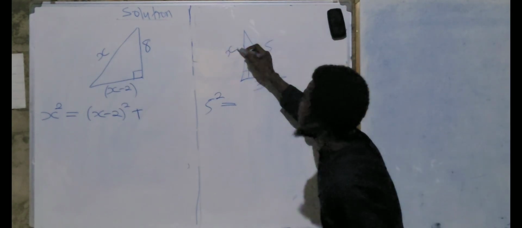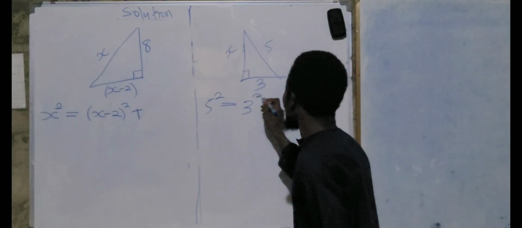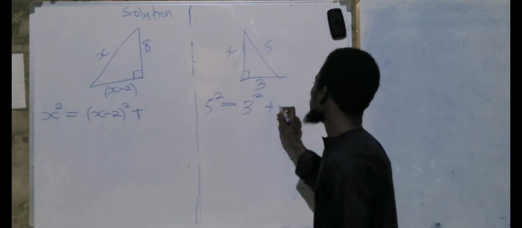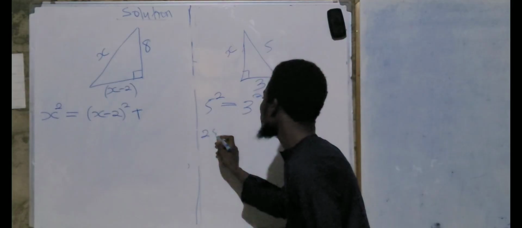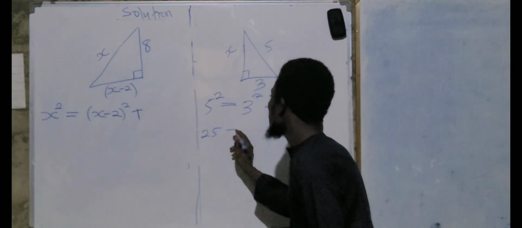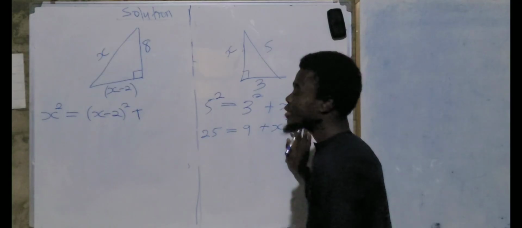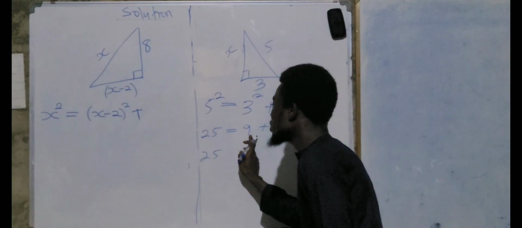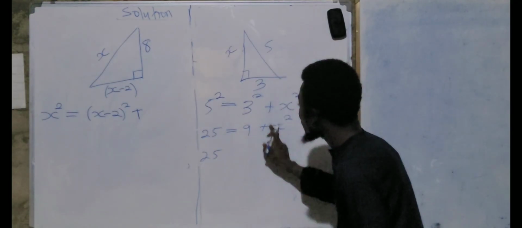Let's name that x now, right? So what happens now? We now have 3 square. Are we okay, sir? Next one you have here, x square. Now you have plus x square. 5 square gives you 25, equal to 3 square, which gives you 9, plus x square, right? 25 here. Now this one is a constant, right? This one is also a constant. This one is a variable.